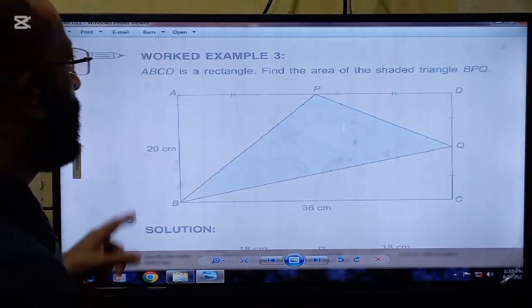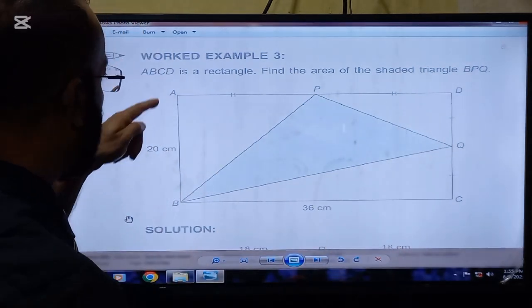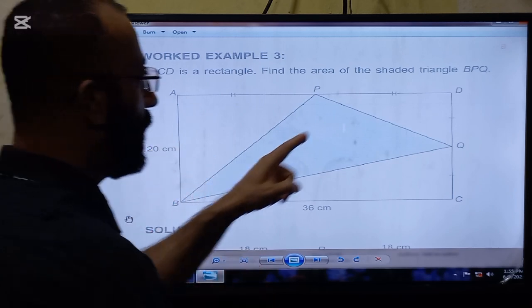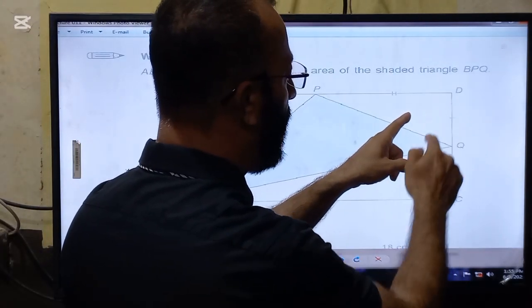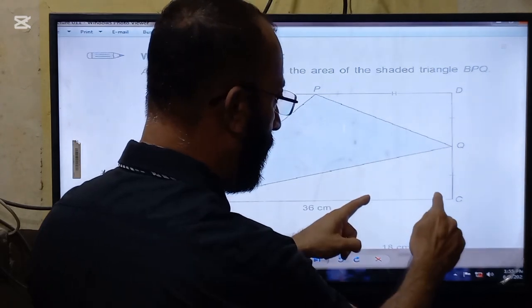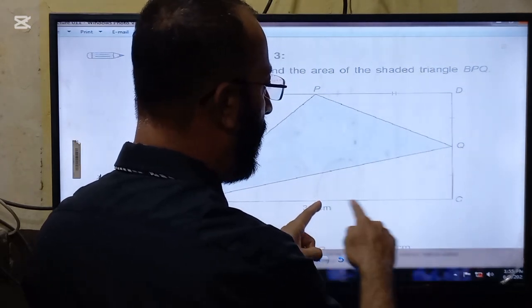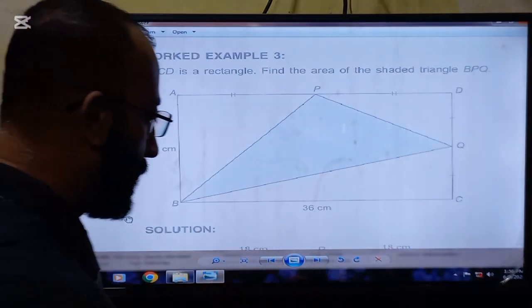At the same time, in a rectangle, every angle is of 90 degrees. So that's why this and this sides will be base and perpendicular of each other. In this triangle, this side and this side will be base and perpendicular of each other. Here will be 90 degrees as well. So this side and this side will be base and perpendicular of each other. So this is the way.